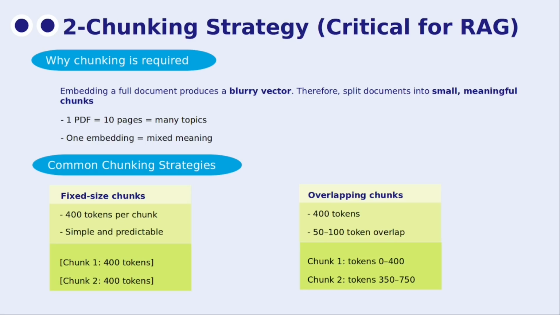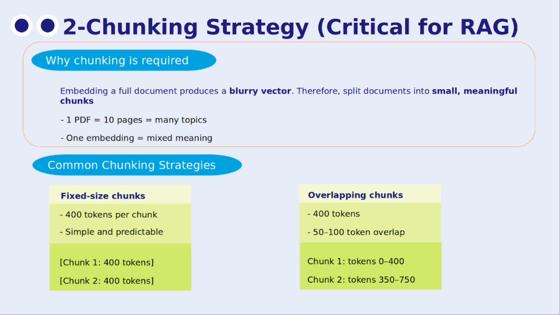Chunking strategy is critical for RAG. Now let's talk about chunking. Chunking is absolutely critical for RAG. Why is chunking required? Imagine you embed a full document, for example a PDF with 10 pages. The PDF talks about many topics. If you create only one embedding, the vector becomes very blurry. It mixes many meanings together. This is bad for search. This is bad for RAG.